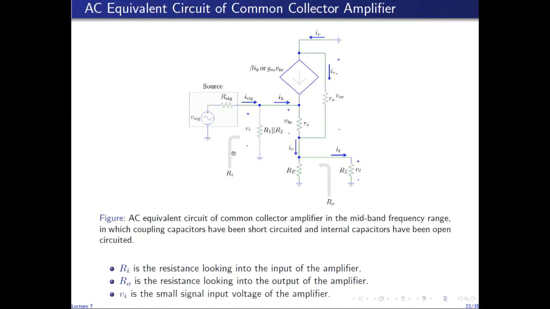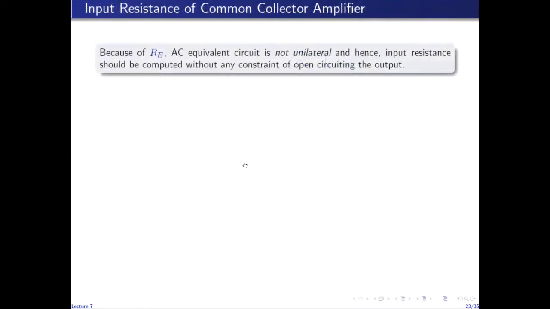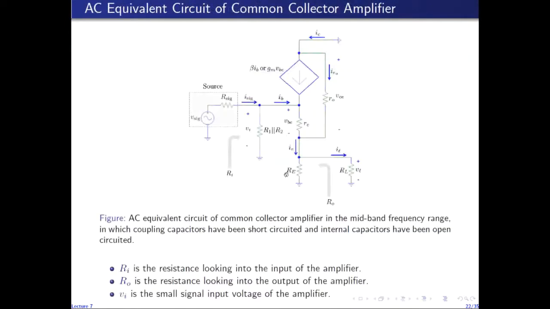And like I mentioned, Vi is the small signal input voltage of the amplifier. So we notice that because of the presence of this resistance capital Re, this model of the amplifier, or this amplifier circuit, is not unilateral, because the output is connected to the input through Re. Any change in the output will be propagated back towards the input.